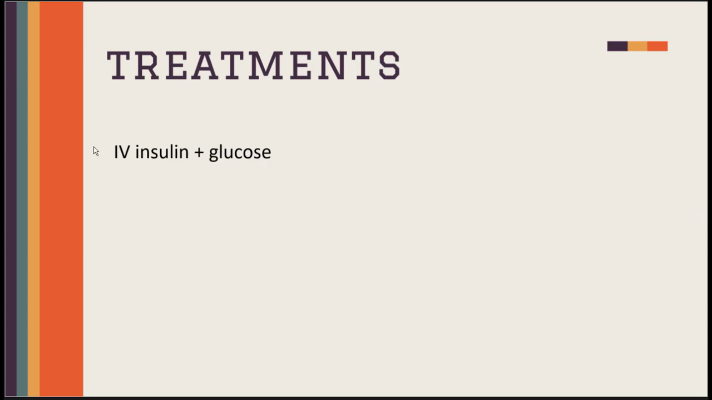Then we have the option of using IV insulin plus glucose. Insulin doesn't only shift glucose into the cells, it actually shifts potassium as well. So we can use that to take the potassium that's in the bloodstream and move it into the cell. But we also have to give glucose so that we don't cause hypoglycemia in the midst of all of that.